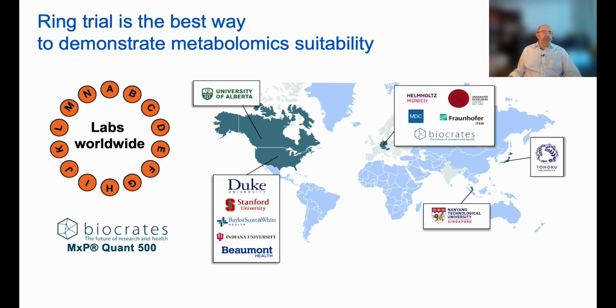So what I'm reporting to you is the ring trial of a biocrates product, MxP Quant 500, which was performed recently, and many laboratories worldwide were participating, from Japan through Singapore, many laboratories in Europe, Helmholtz, MDC, Fraunhofer, University of Heidelberg, and biocrates. Then we had North America, the United States: Duke, Stanford, Baylor Scott and White, Indiana University, Beaumont, and University of Alberta. As you can see, it's a very broad spectrum of laboratories, assigned letters, treated as independent entities and processed in a confidential manner.